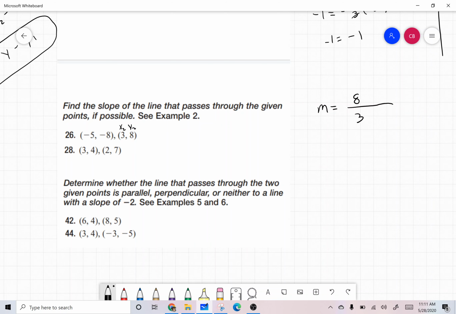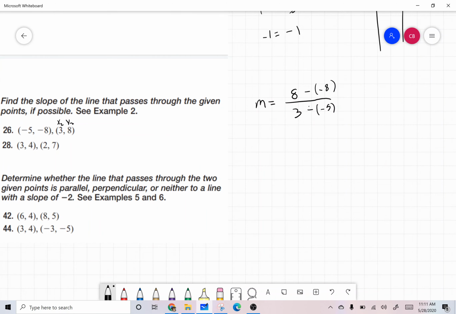8 over 3 minus negative 8 over negative 5. Okay, so if I go to solve this real quick, I just turn this to a plus sign. 16 over 5 plus 3, 8, 2, so m is equal to 2. That one is solved. And then we can do the next one. This is for 26. This one's 28.